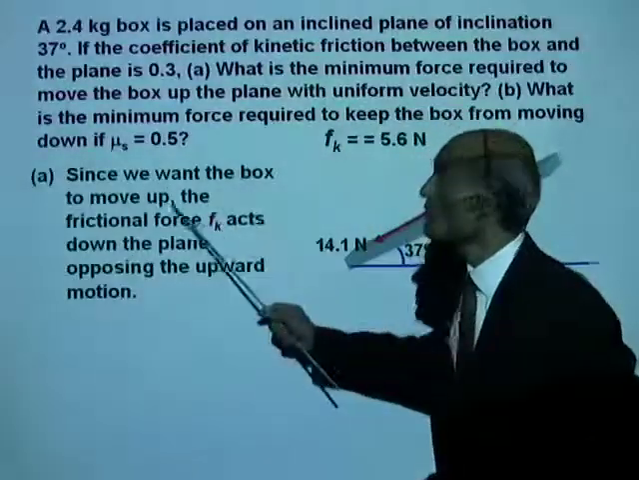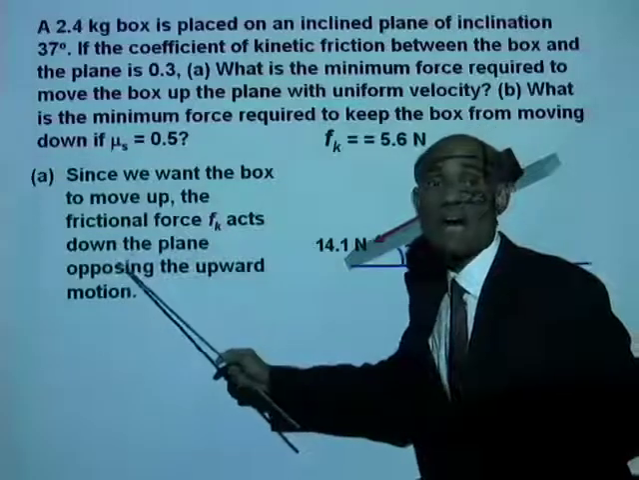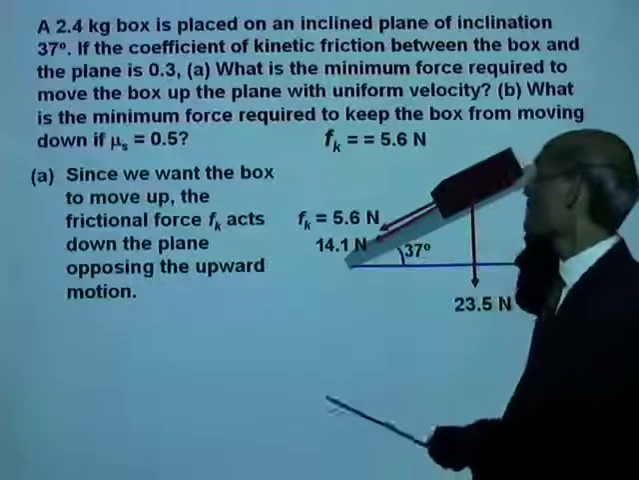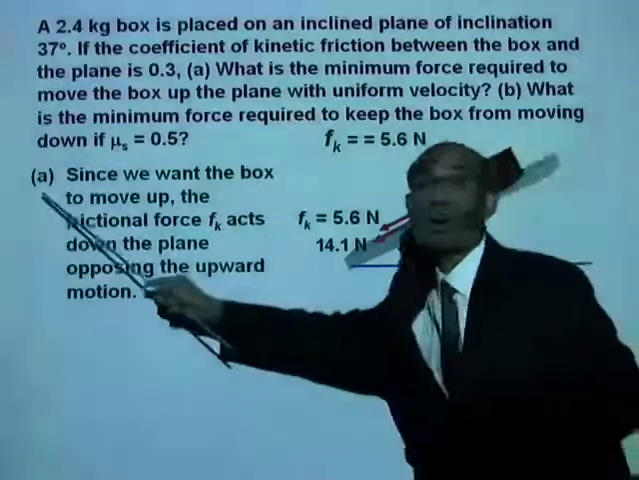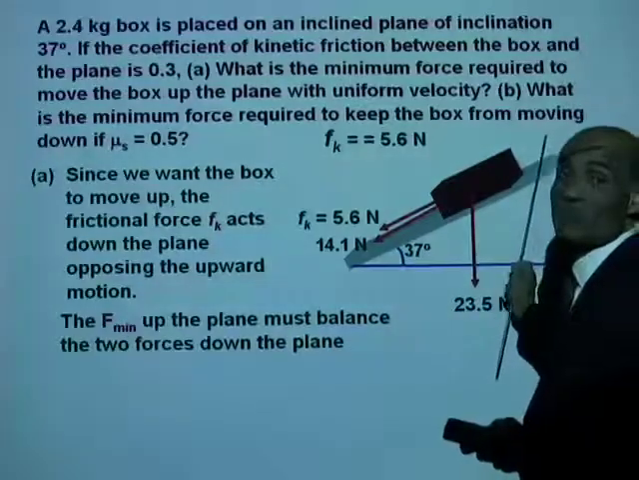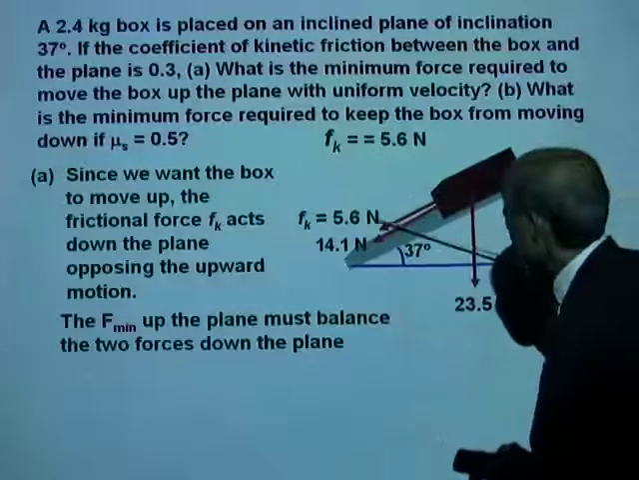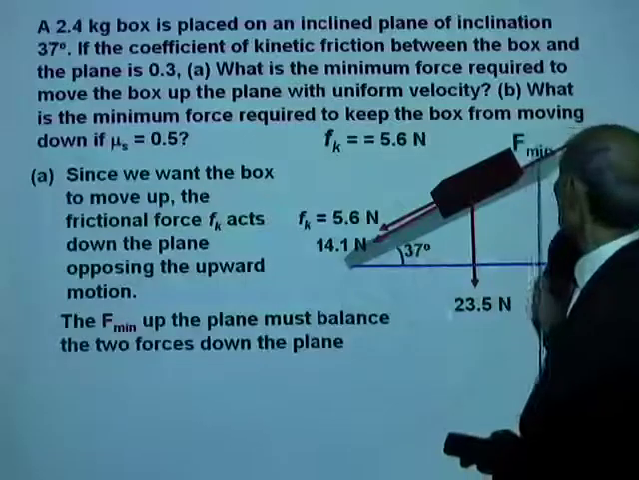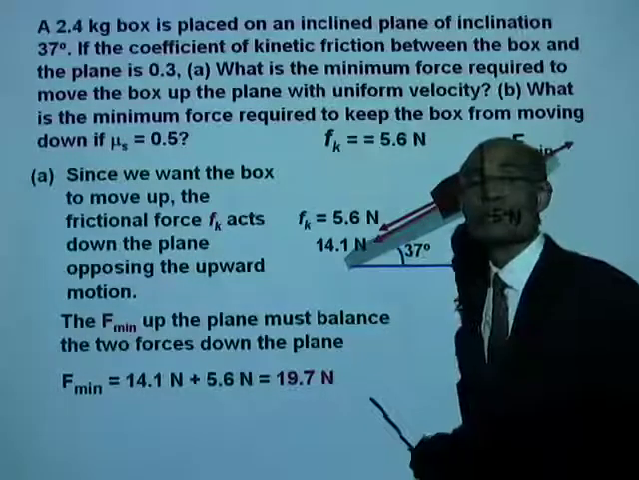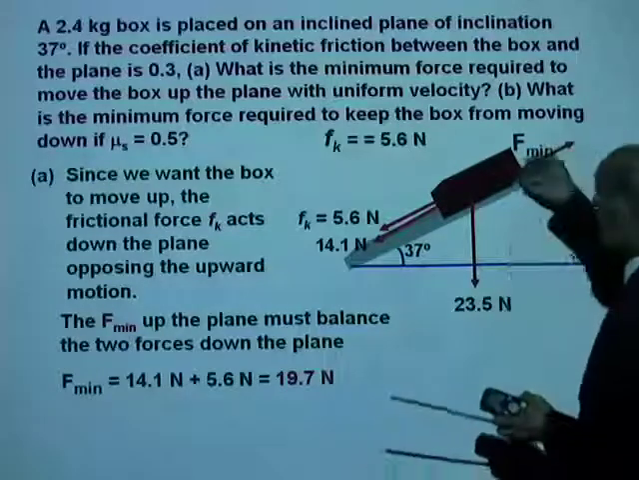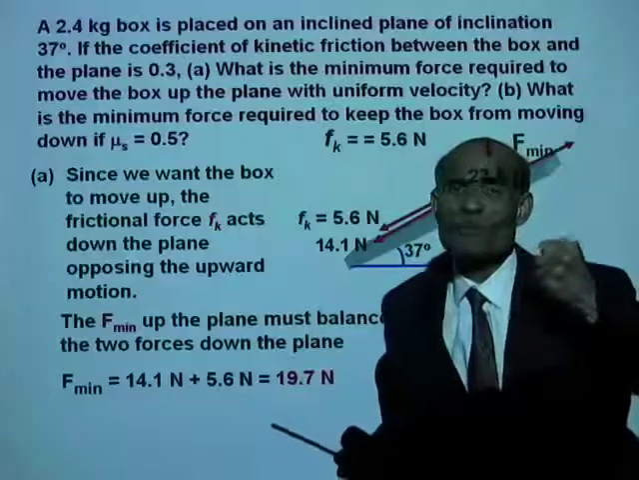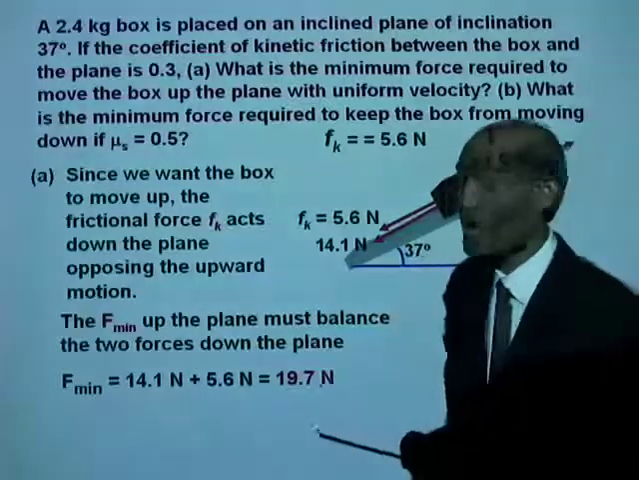Alright? Since we want to move the box up, the frictional force Fk acts down the plane opposing the upward motion. So the frictional force Fk equal to 5.6 Newton is also down the plane for this part of the problem. And therefore, what is the minimum force that you now need to apply upward? The minimum force must therefore balance these two downward forces. So that F minimum must be equal to 14.1 Newton plus 5.6 Newton, that is 19.7 Newton. A force of 19.7 Newton applied upward will make the box move uniformly without an acceleration. There is no net force on the box at that time.